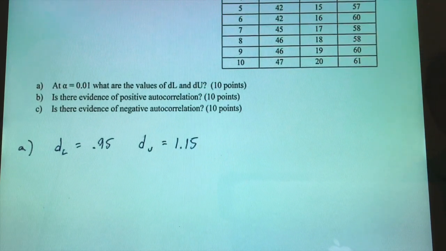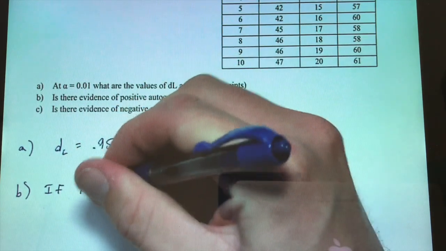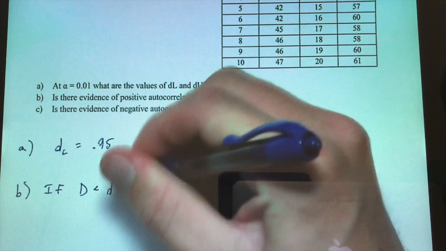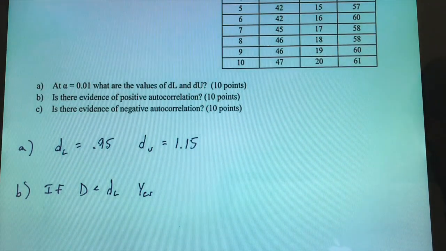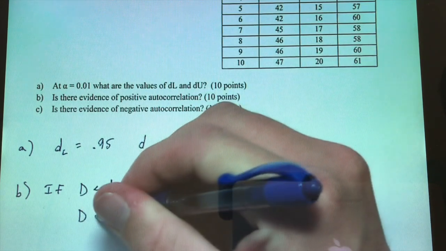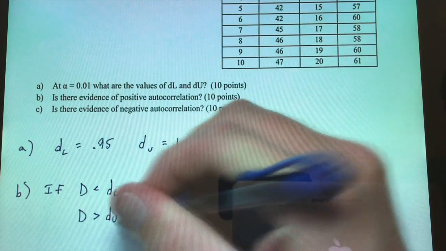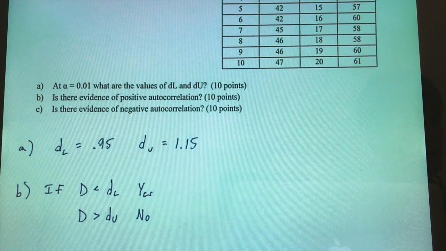So the next part of the problem asks if there's evidence of positive autocorrelation. And what you're going to do for that is look at your formula sheet that says if D is less than DL, yes, there is evidence of positive autocorrelation. And if D is greater than DU, then no, there's not evidence of positive autocorrelation.